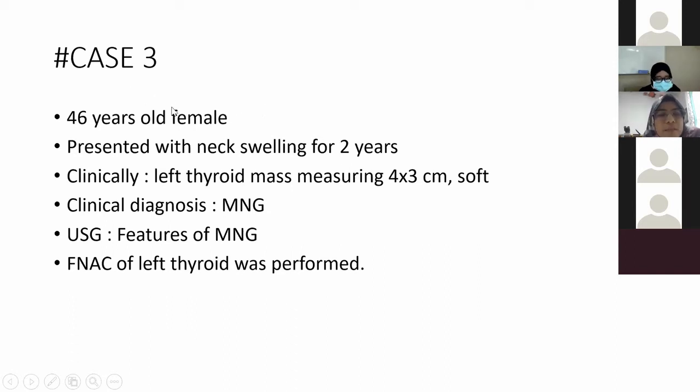There is a 46 year old female presented with neck swelling for 2 years duration. Clinically, the left thyroid mass measures 4 by 3 cm and is soft. Clinical diagnosis during that time was multinodular goiter. This case had a prior ultrasound before the FNAC, which also showed features of multinodular goiter. So they proceeded with FNAC of the left thyroid.